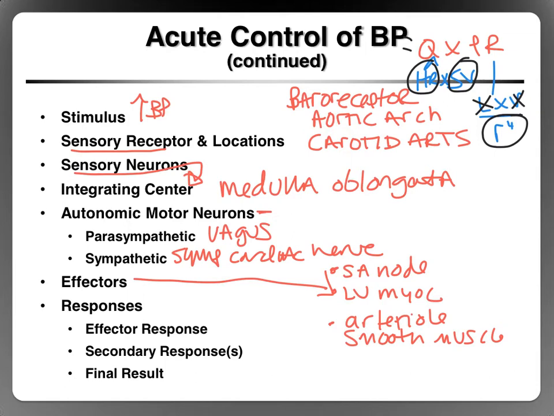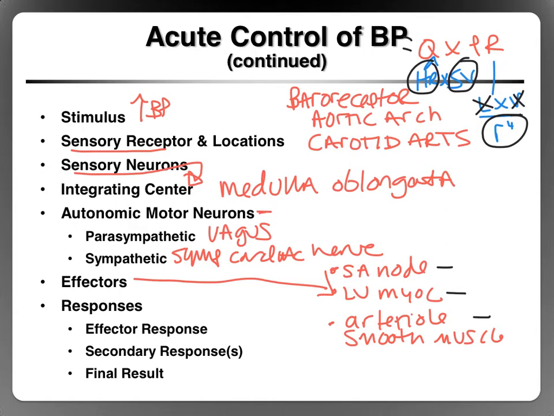Okay? So the SA node is capable of changing heart rate. The left ventricular myocardium is capable of changing stroke volume. And the arterial muscle, smooth muscle, is capable of changing radius. So the effector response is going to be the direct tissue response. So in this example, blood pressure is up. We want to bring blood pressure down.